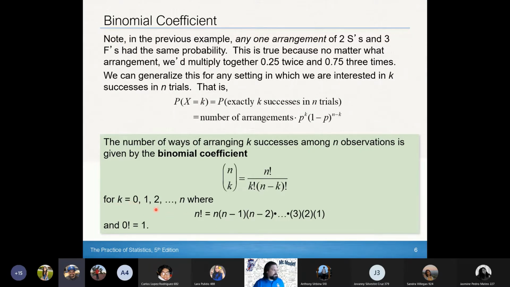For K equals 0, 1, 2, up to N, where N factorial is defined as N times N minus 1 times N minus 2, and so on, times 3 times 2 times 1. So essentially, start at whatever that whole number is and multiply by each successive number minus 1. If it's 5 factorial, it's 5 times 4 times 3 times 2 times 1. 10 factorial is 10 times 9 times 8 times 7 times 6, and so on. You count backwards and multiply each of those numbers. That's how factorial works. We also have that 0 factorial is equal to 1, not 0. We don't have time to get into why that is, but it's a thing.